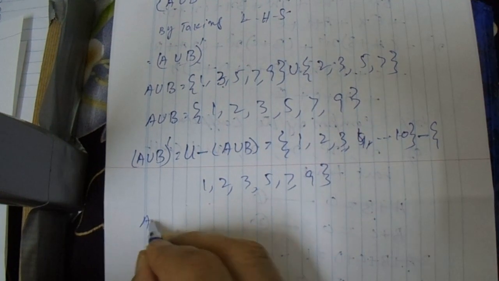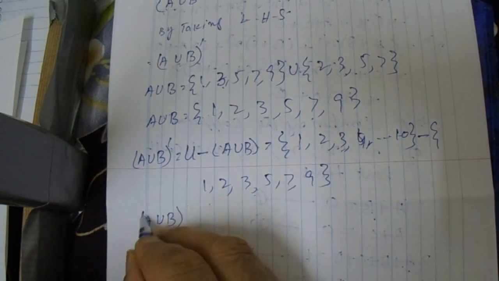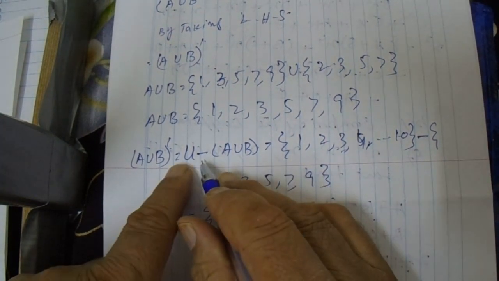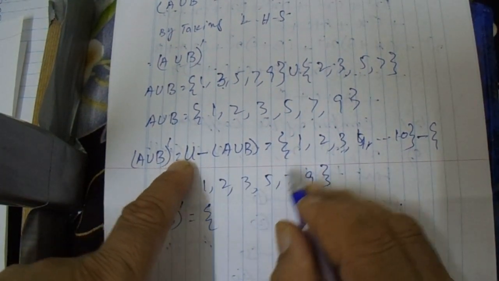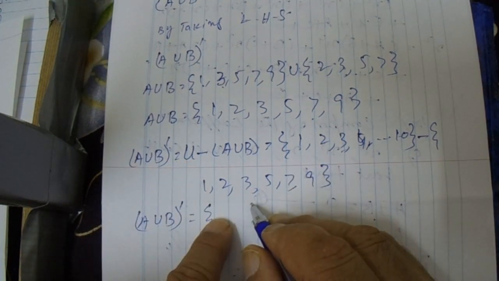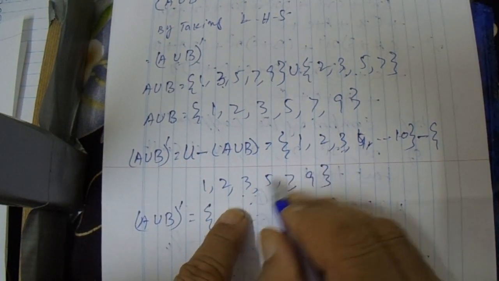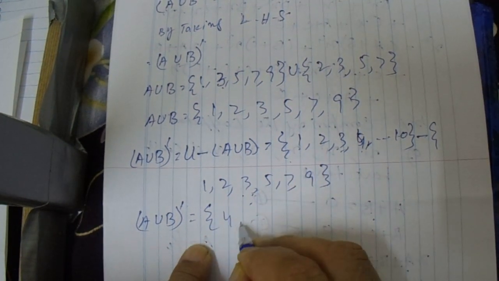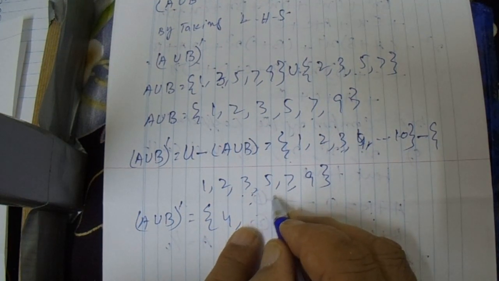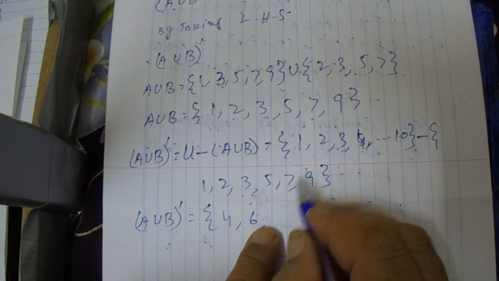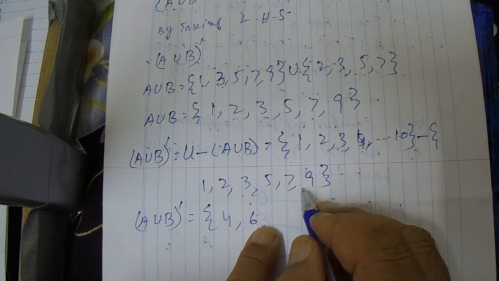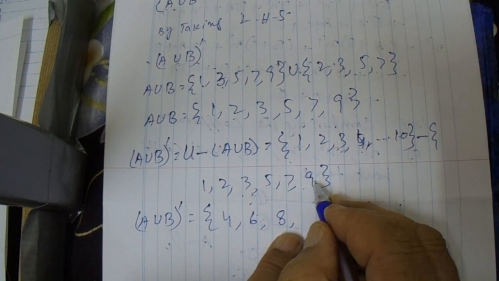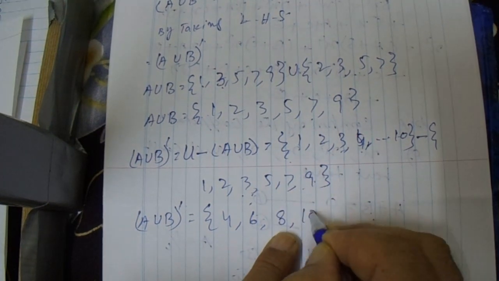Now the complement of A union B is equal to all the elements of U which are not present in this. 1 is present, we leave it. 2 is present, we leave it. 3 is present, we leave it. 4 is not present, we write 4. 5 is present. 6 is not present, we write it. 7 is present, we leave it. 8 we write 8. 9 is present, we leave it, and 10 we write.